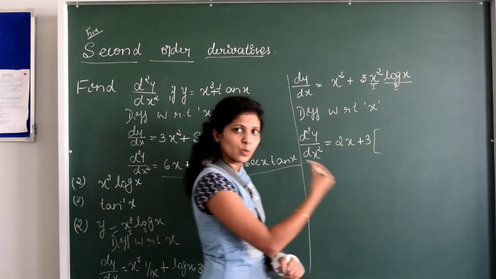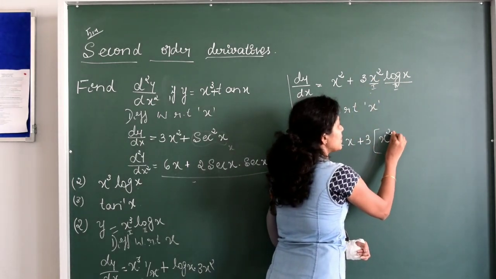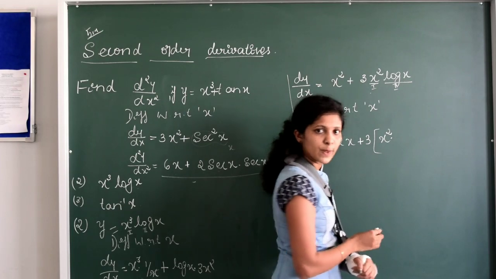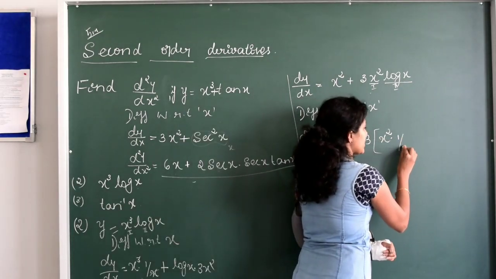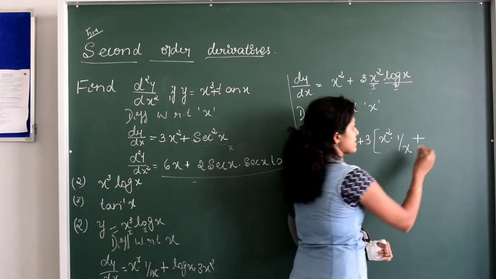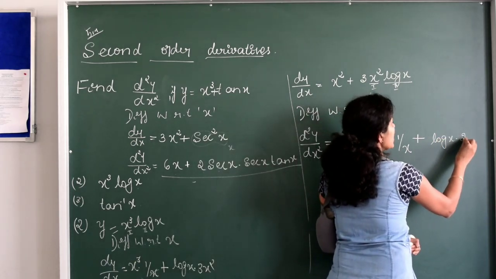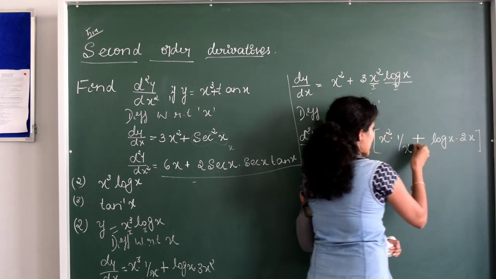To apply the product rule, what you have to do? First write the function as it is, that is x square. The derivative of log x with respect to x will be 1 divided by x, plus I will keep the second function as it is, that is log x, and the derivative of x square will be 2x. I hope you understood this one.